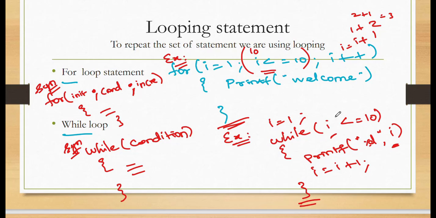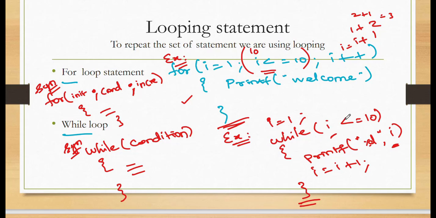If the question asks you to print 10 natural numbers using a while loop, you have to write this. If the question is to write a program to print welcome 10 times using a for loop, you can use this statement, right? So here the I value is initially 1. While I is less than or equal to 10, 1 is less than 10, right? So it will enter into the loop.